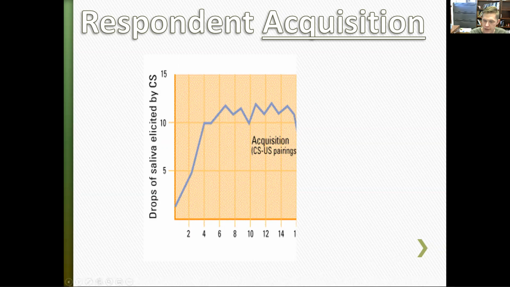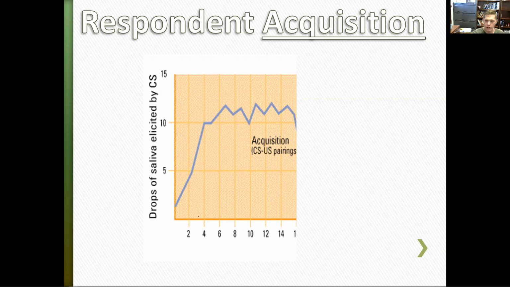First is acquisition. You can basically substitute the word learning for acquisition. This is the period of time in which you acquire the conditioning, or learn the association between your conditioned stimulus and your unconditioned stimulus. Let's say, for example, we're using the metronome and pairing that with food.